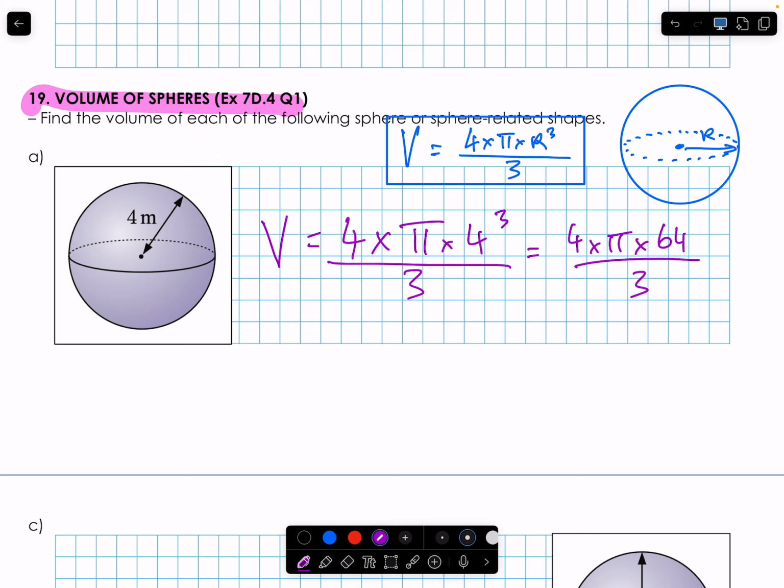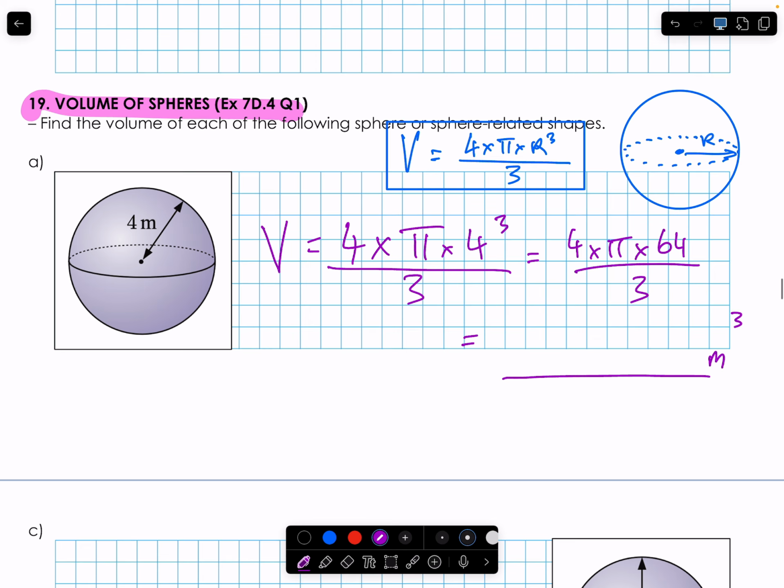Over 3. You work that out on the calculator: 4 times pi times 64, and then you divide the answer by 3. That'll be in cubic meters. That's the end of that first lesson.